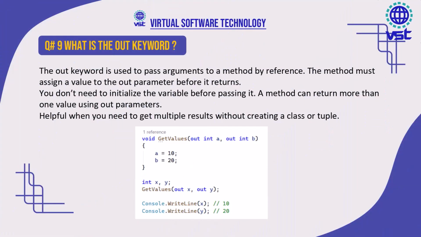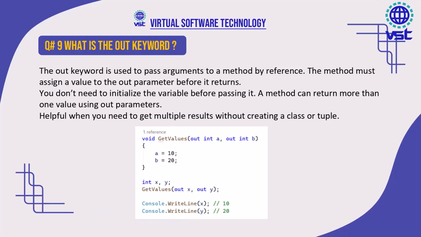This is part 9. What is the out keyword? The out keyword is used to pass arguments to a method by reference. The method must assign a value to the out parameter before it returns. You don't need to initialize the variable before passing it. A method can return more than one value using out parameters, helpful when you need to get multiple results without creating a class or tuple.